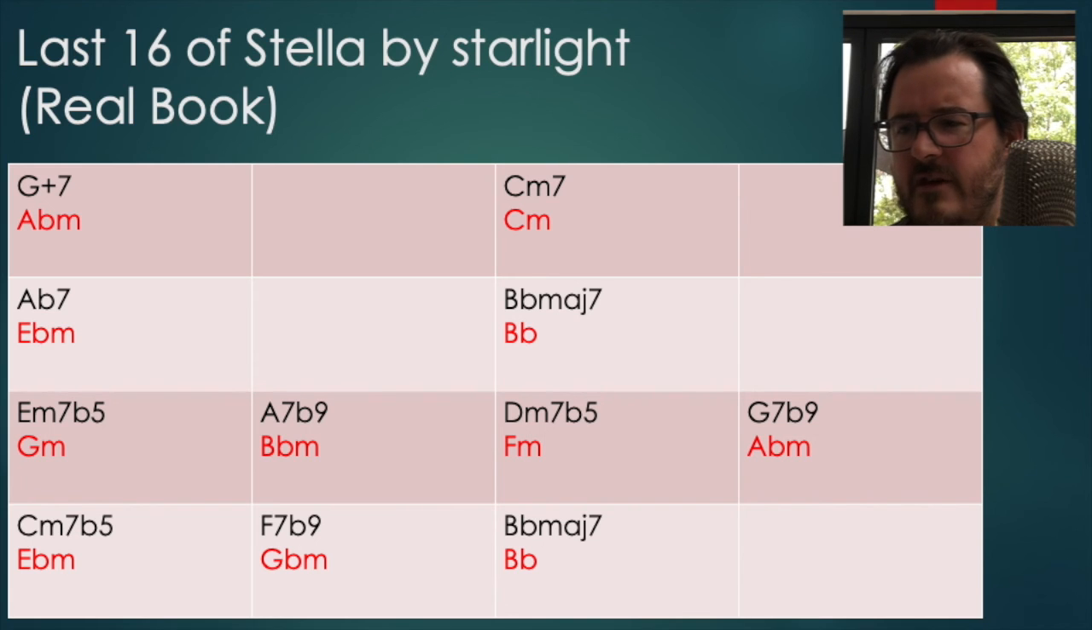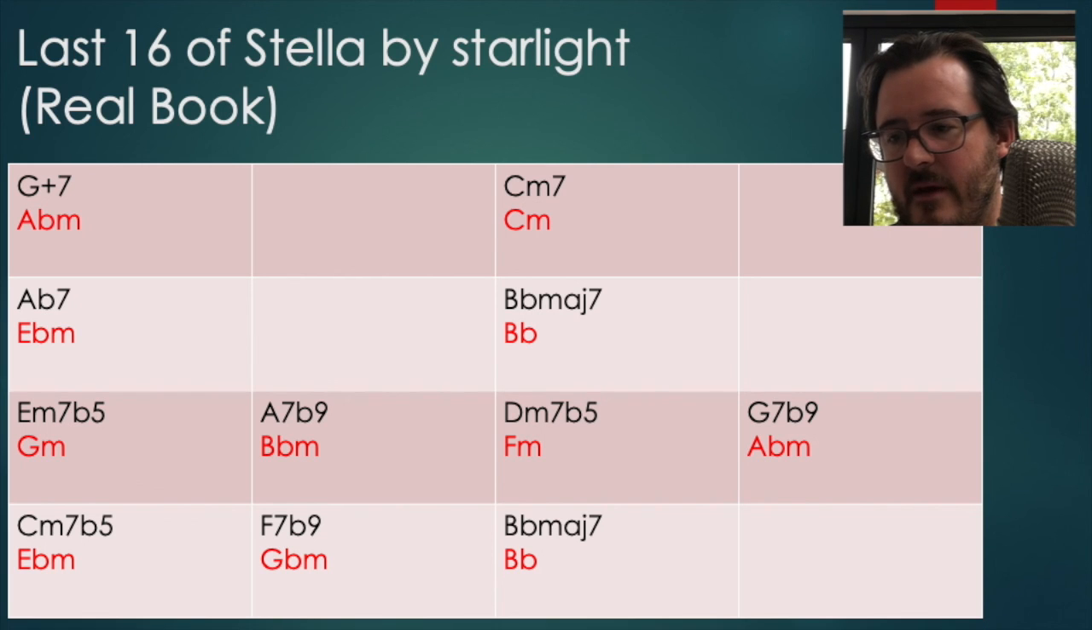It's a pattern. So D minor 7 flat 5 goes to... can I say half diminished? Okay. E half diminished, G minor, A7 altered, B flat minor, D half diminished is F minor. G7 altered is A flat minor, and C half diminished is E flat minor, F7 altered is G flat minor, and we leave B flat major the hell alone.